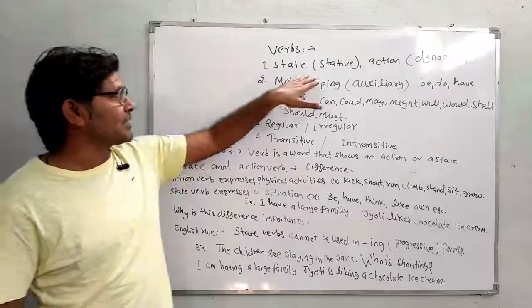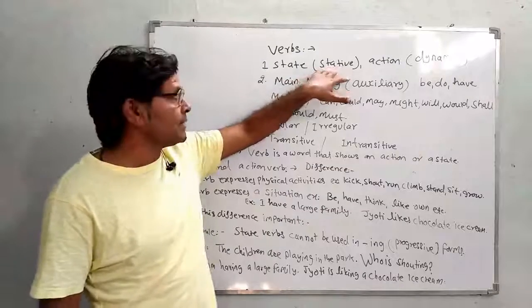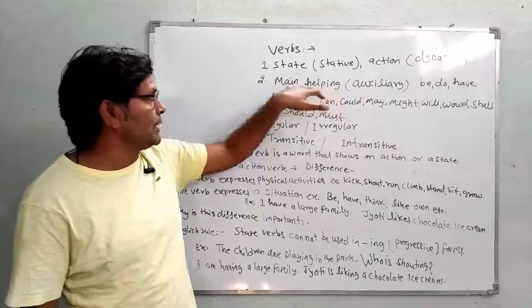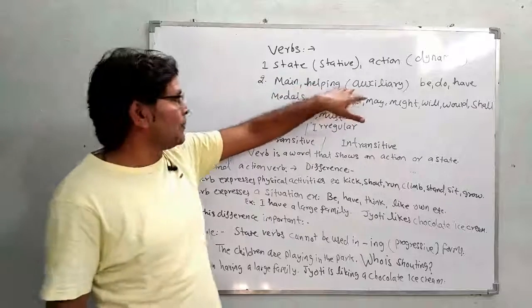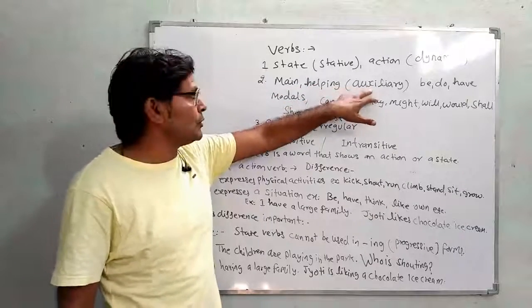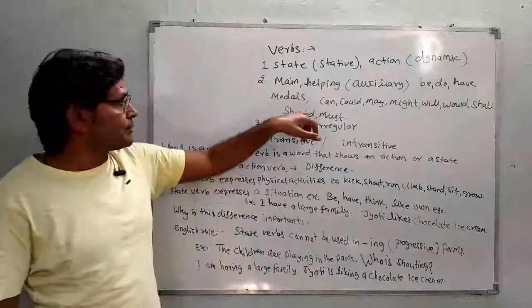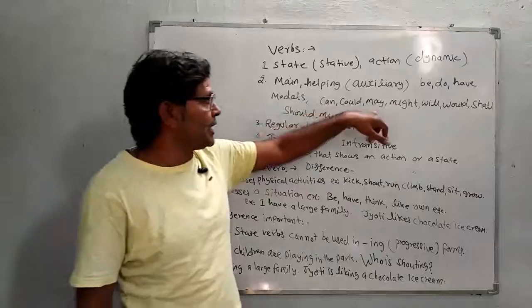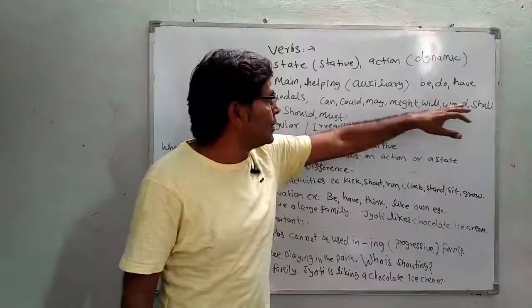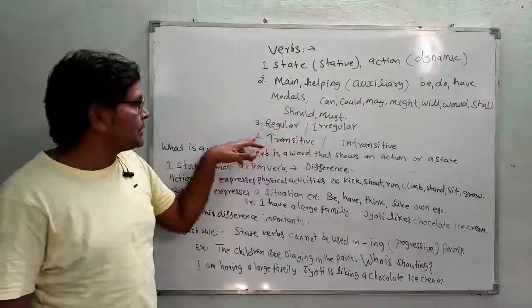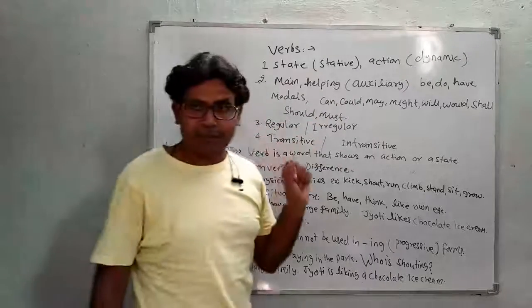First is stative verb and action verb, and then second is main or helping verb. We can call it auxiliary verb also, and these are be, do, and have. And modal verbs, for example, can, could, may, might, will, would, shall, should, must. And regular and irregular verb, transitive and intransitive verb.